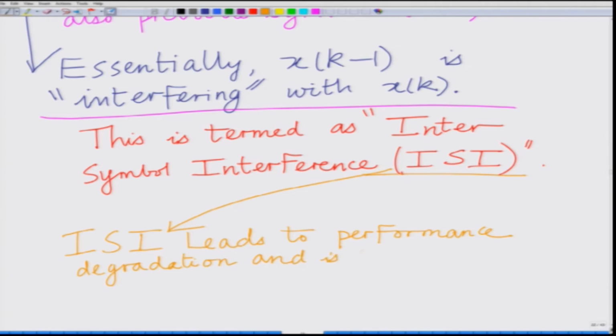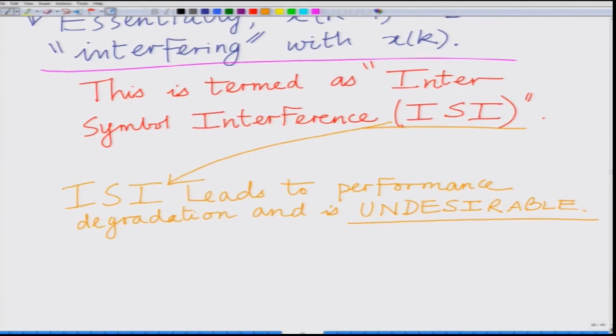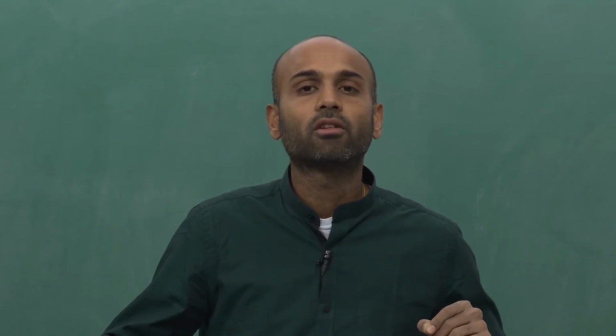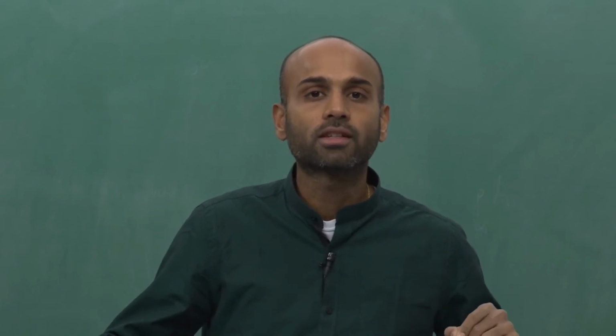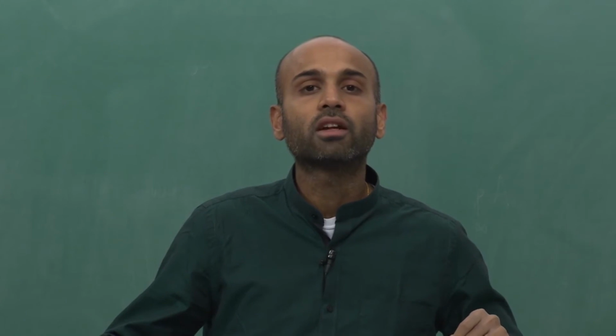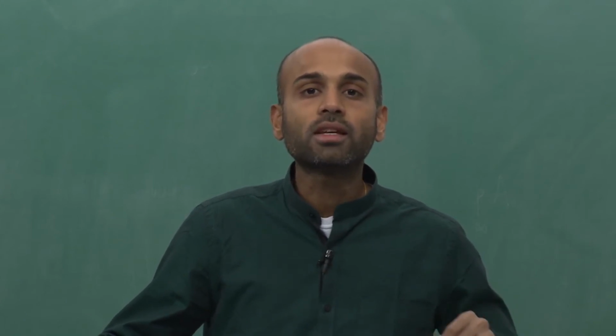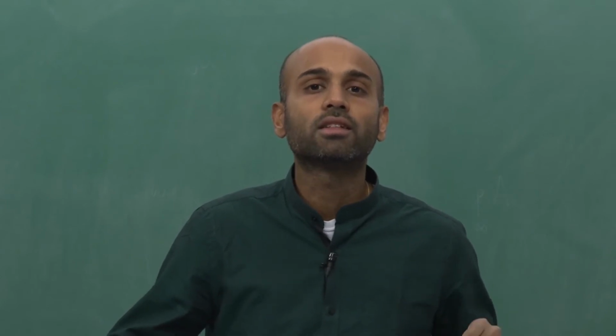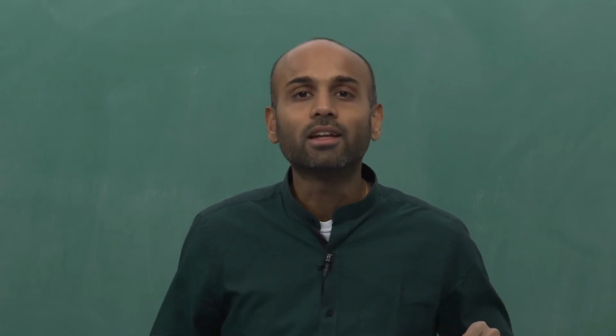ISI, or intersymbol interference, is basically undesirable. Hence, we would like to remove intersymbol interference at the receiver for the detection of xk. That is, we want to infer what xk is. We would like to remove the interference from xk minus 1. This process of removing intersymbol interference is termed equalization, or channel equalization.